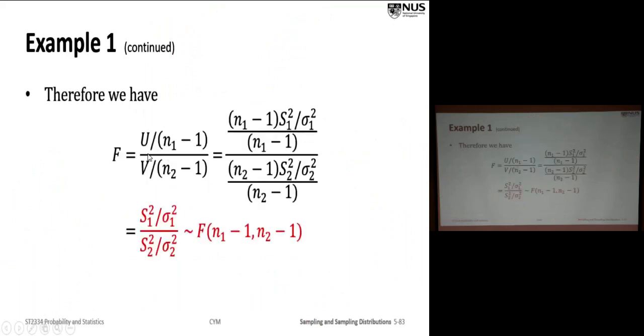Okay, so I do the algebra, and you can see that after you divide, this cancels out, so we are left with S1 squared over sigma 1 squared and S2 squared over sigma 2 squared. So in particular, if sigma 1 squared equals sigma 2 squared, then the ratio S1 squared over S2 squared will follow an F distribution with N1 minus 1, N2 minus 1 degrees of freedom. All right?